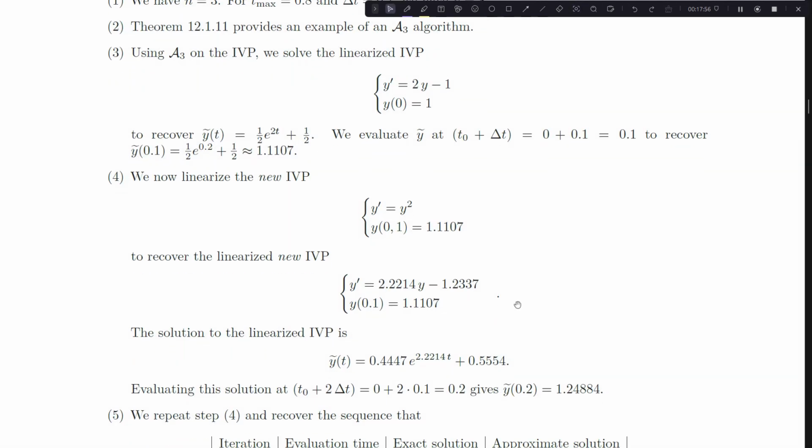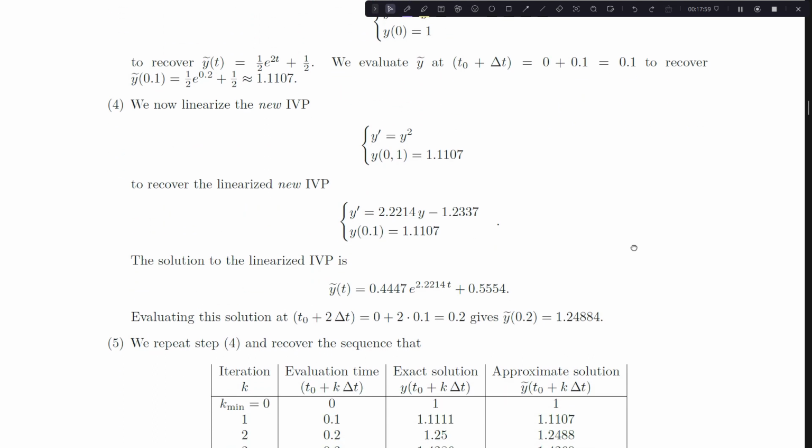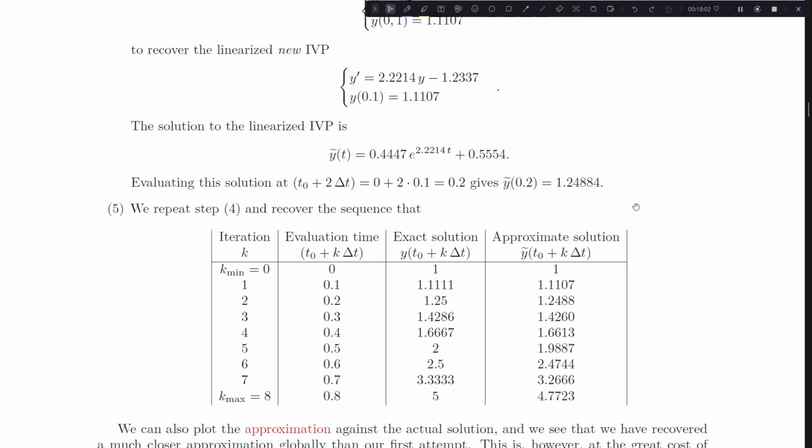Finally, step 5 says repeat step 4 until we recover the sequence, which I've provided in a table for you. What I'm describing here is that after 0 time steps, my exact solution is 1, my approximate solution is 1 because they start at the same place. After 1 iteration, at 1 delta t into the future, my exact solution is 1.111, but my approximate solution is 1.1107. And going all the way through and calculating all of these by just iterating on the previous one at a specific time step, we recover that set of points.